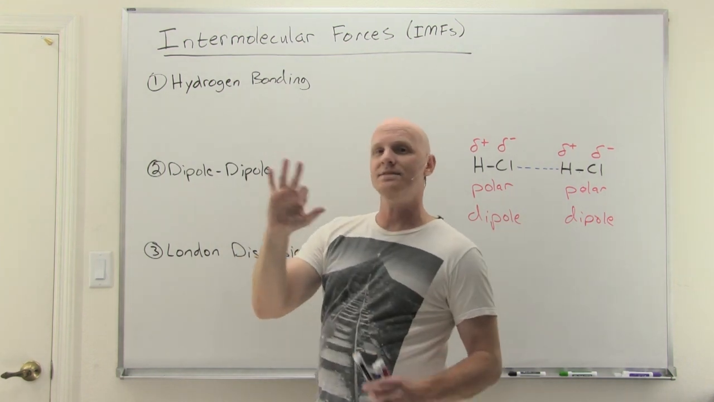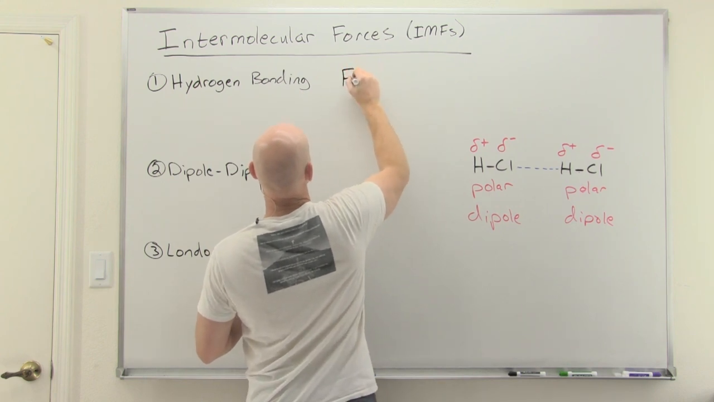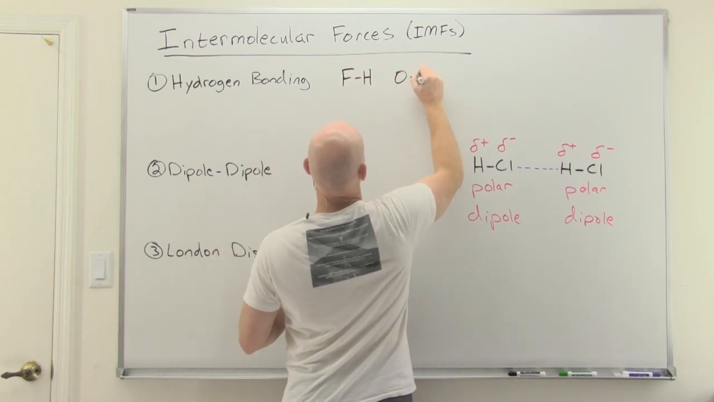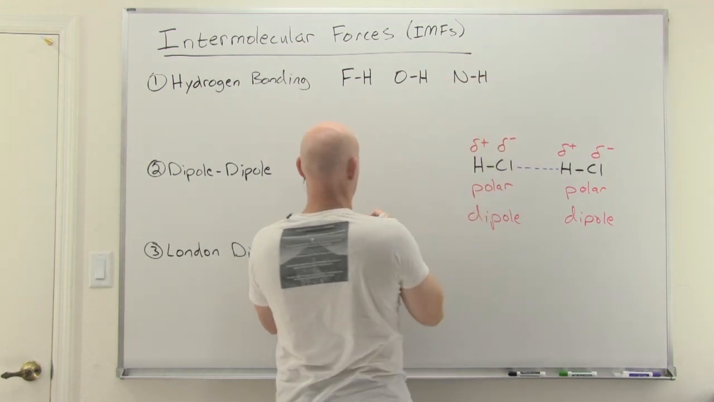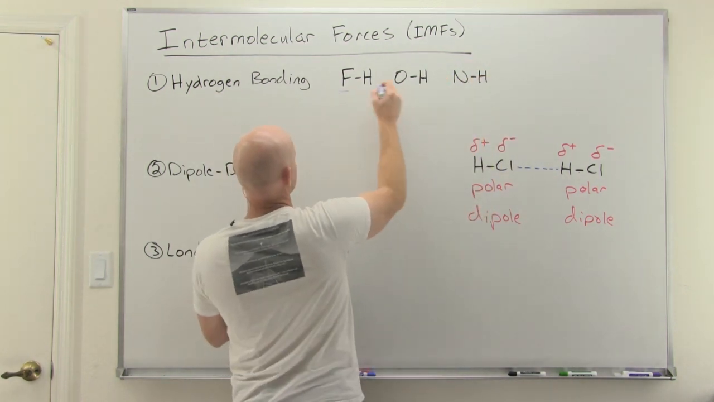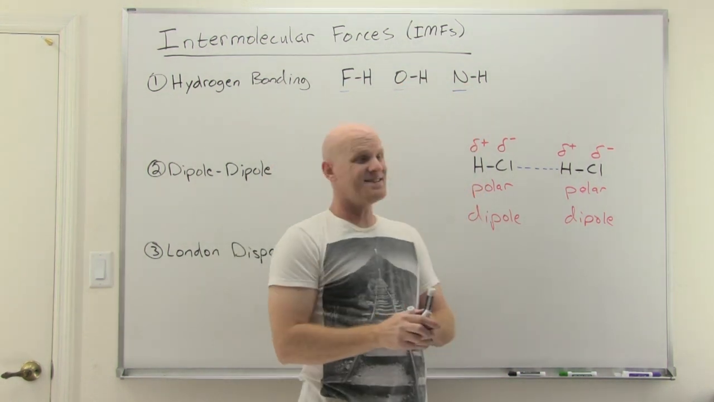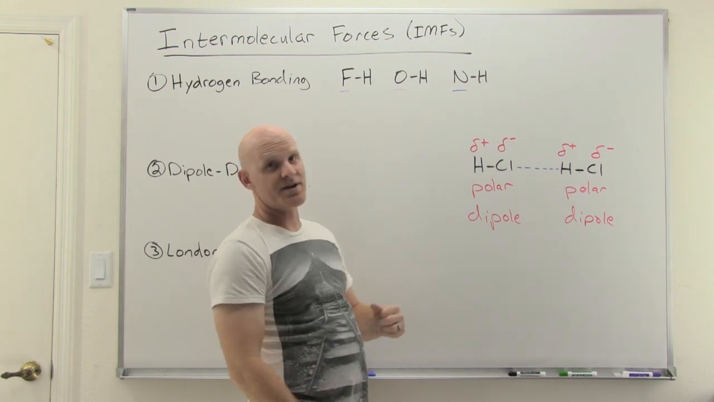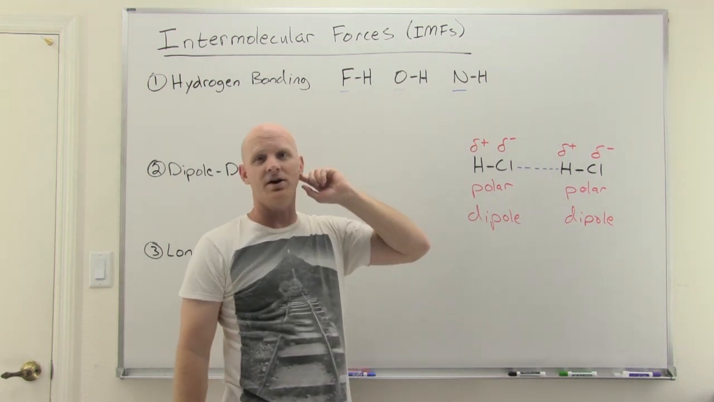There's only three types of hydrogen atoms that can be involved in hydrogen bonding, and that is a hydrogen bonded to a fluorine, a hydrogen bonded to an oxygen, or a hydrogen bonded to a nitrogen. So I like to call these the phone elements, F-O-N. Those are the only hydrogens that can be involved, and the idea is that fluorine is the most electronegative element, oxygen is second, and nitrogen's in the running for third or fourth, depending on who you talk to.